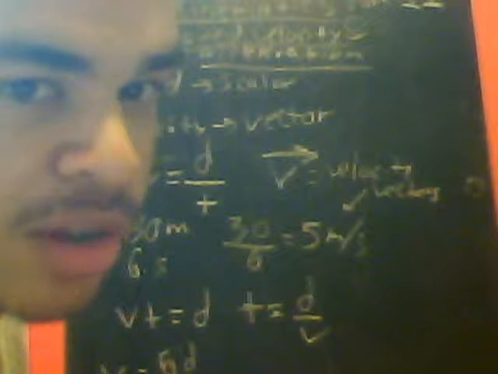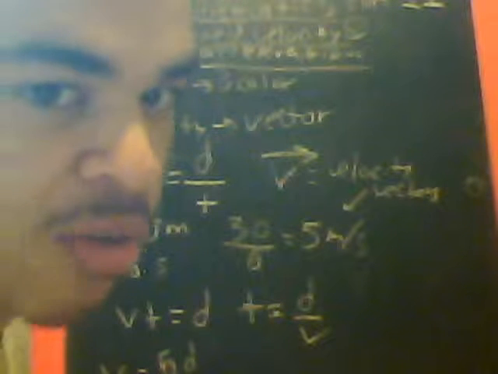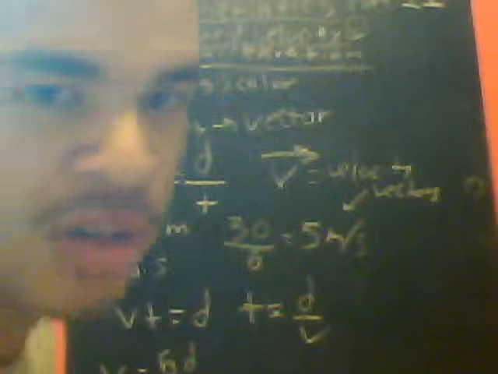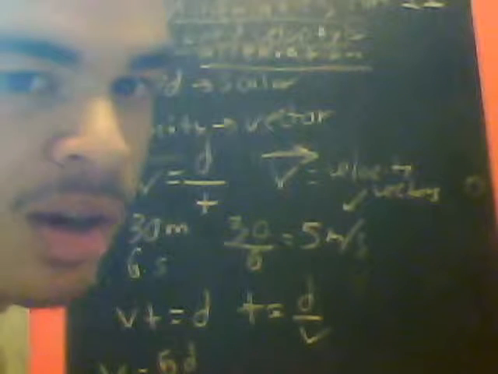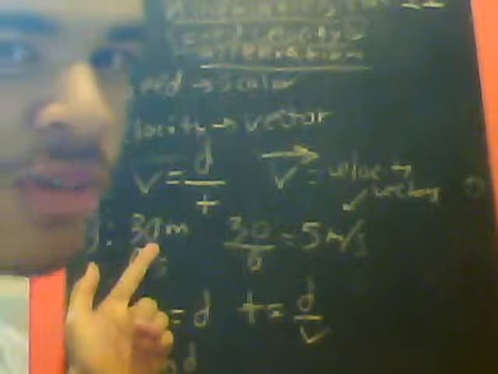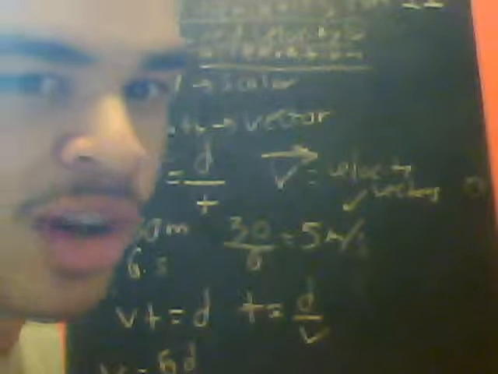So basically, the formula that everyone probably already knows, I don't need to go over: velocity or speed equals distance over time. If we have the distance traveled, 30 meters, and the time it takes to do that, 6 seconds, we get 5 meters per second. 30 divided by 6.